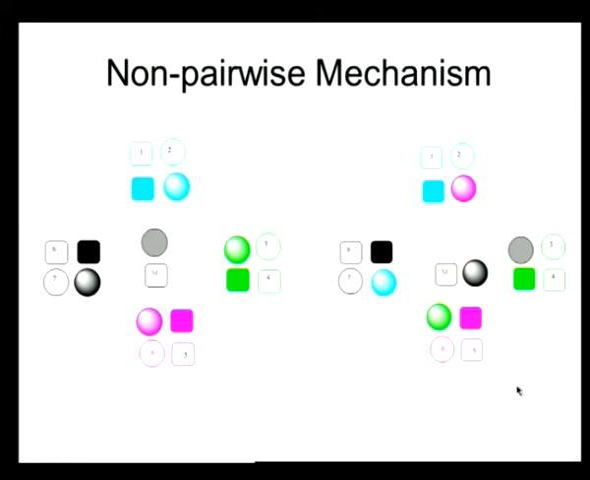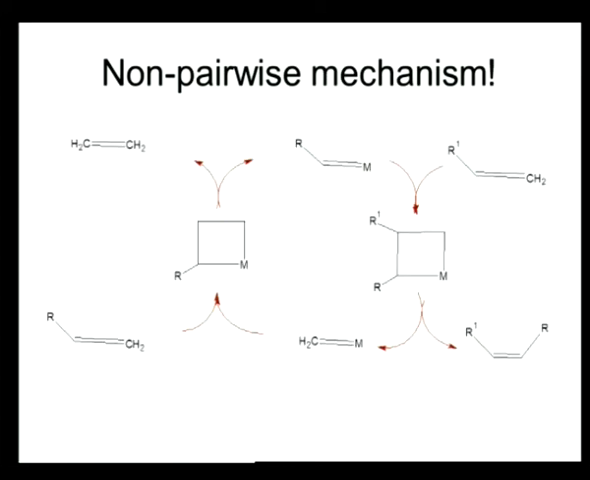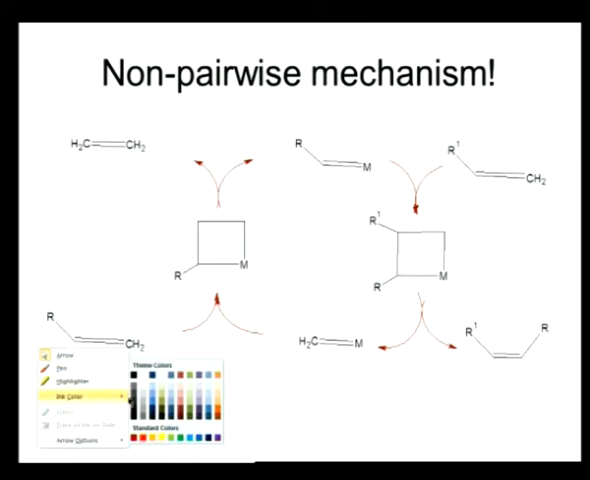So, the non-pairwise mechanism proposed by Chauvin and Herisson was finally accepted, and this study in the mechanistic detail allowed one to make a variety of different metal complexes. So, it is very clear that a metal carbene complex is necessary, and this is the essential starting point.